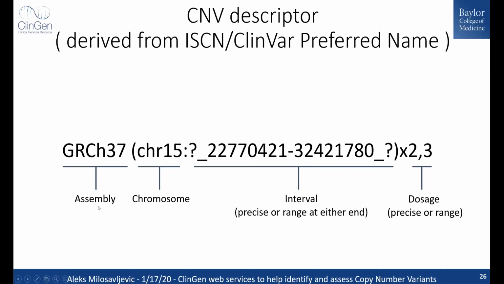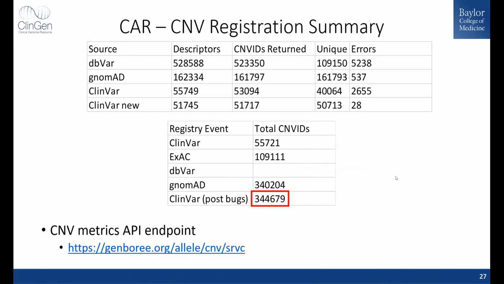So you'll see here in this descriptor for CNVs, we have the assembly, a chromosome, an interval, which can be precise or a range at either end, and then its dosage. That allows us to specifically work with multiple copies.